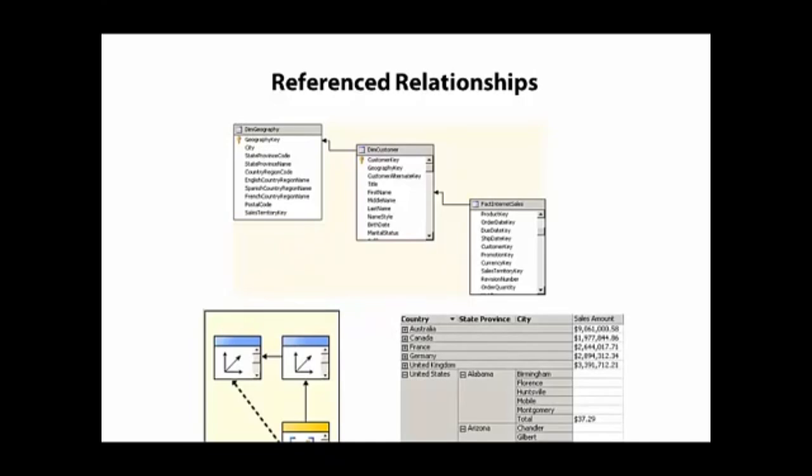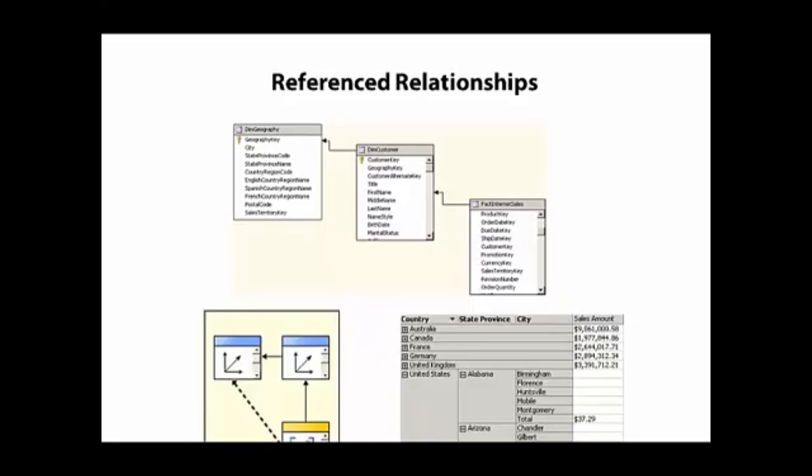Then, when we browse the cube, we can analyze by geography at the level at which we defined the referenced relationship. In this case, we have a relationship between customer and geography defined at the state-province level, so we can see sales by geography, and we can navigate within the hierarchy from country down to state-province, but we see nothing at the city level because of the way the relationship was built.